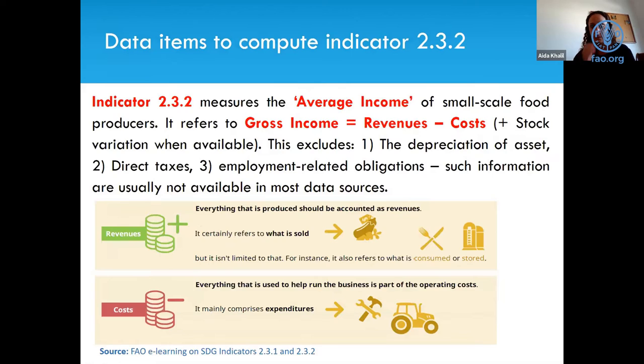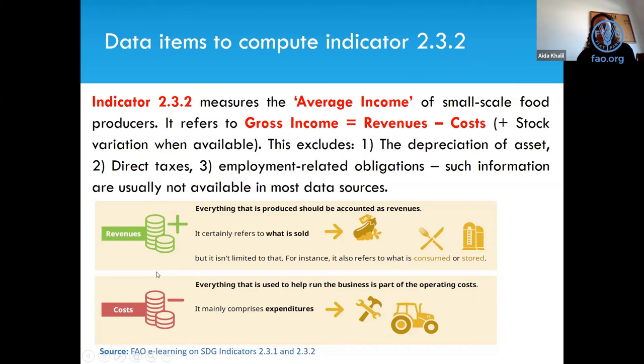So now we have indicator 2.3.2 that measures the average income of small-scale producers. This indicator refers to gross income, so an income that is measured through revenues minus costs plus the stock variation when available. Because of problems of data availability, the methodology excludes the depreciation of assets, taxes paid by households or farmers, and also employment-related obligations, such as, for example, pensions paid to employees or these kinds of things.